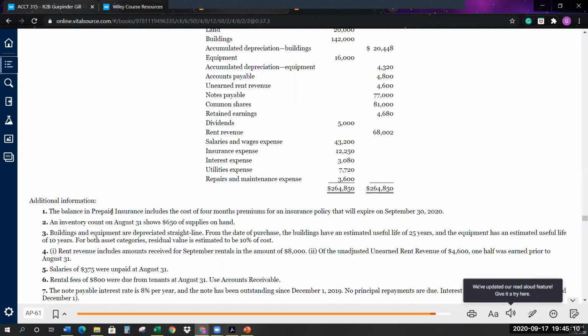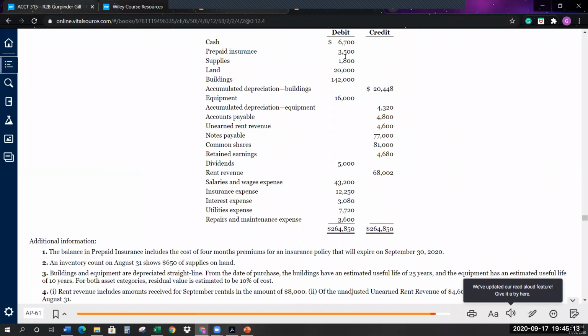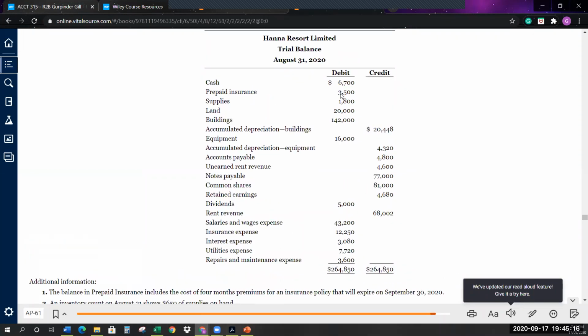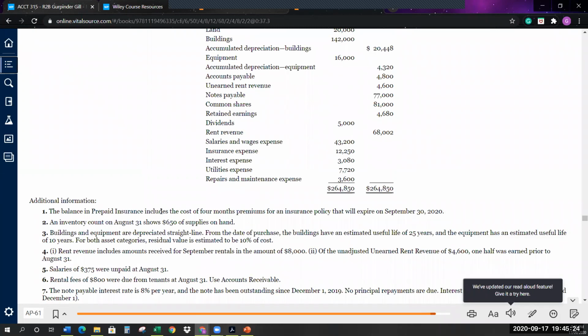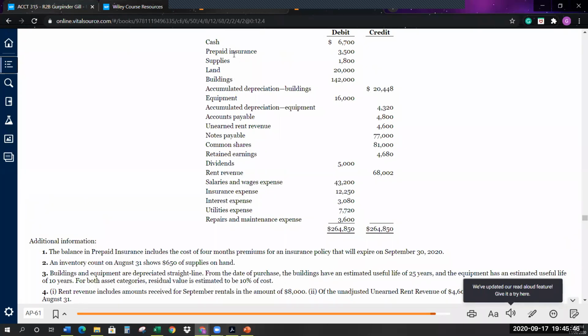So we are looking at the prepaid insurance account. The prepaid insurance account is worth $3,500. That was the balance on August the 31st, 2020. The balance in the prepaid insurance account was for 4 months of premium, and that total balance expires on September the 30th. So a portion of that insurance has been used up. We have to credit this prepaid insurance account and debit the insurance expense.